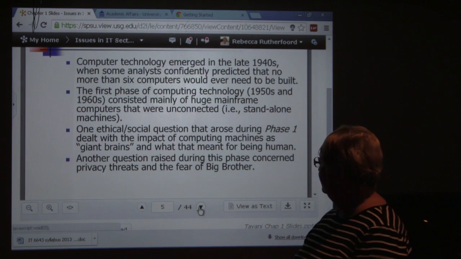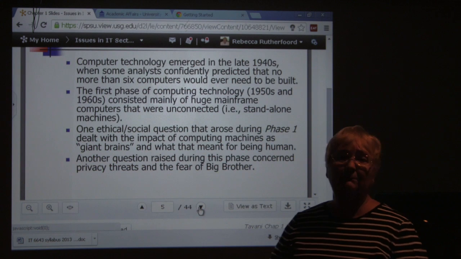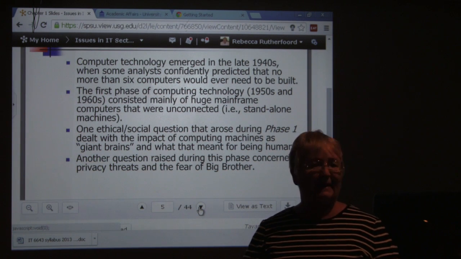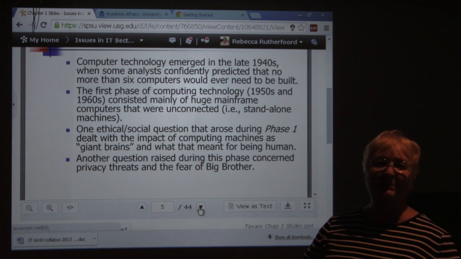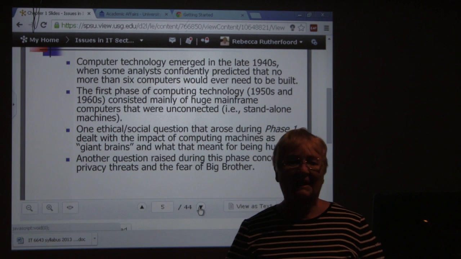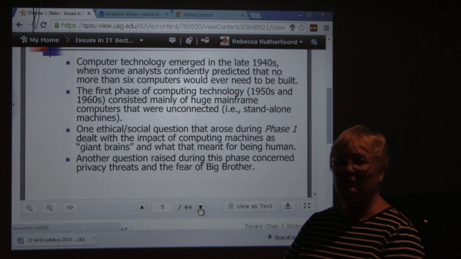A couple of quick history things here. Computer technology, it says, really emerged in the 1940s, and this is kind of an interesting thing. It says some people thought we'd have no more than 6 computers in the world back then, and of course we now know we have millions of computers.